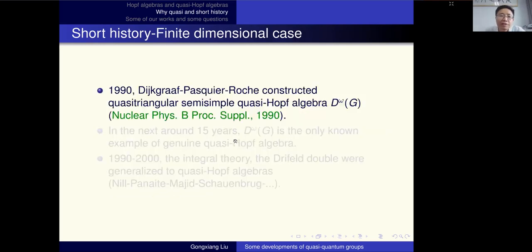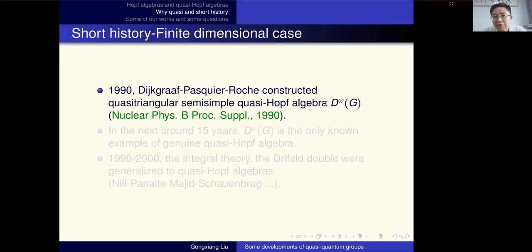But in 1990, there were three mathematical physicists. They constructed a quasi-triangular semisimple quasi-Hopf algebra D^ω(G). What's the meaning of D^ω(G)? Actually, it's just a quasi-Hopf analog of the usual Drinfeld double of a group, D(G). Maybe you know D(G), the Drinfeld double of a group algebra. We know much about the Drinfeld double of a group algebra, but we know very little about what a quasi-Drinfeld double of the group means. These three mathematicians constructed such quasi-Hopf algebras.